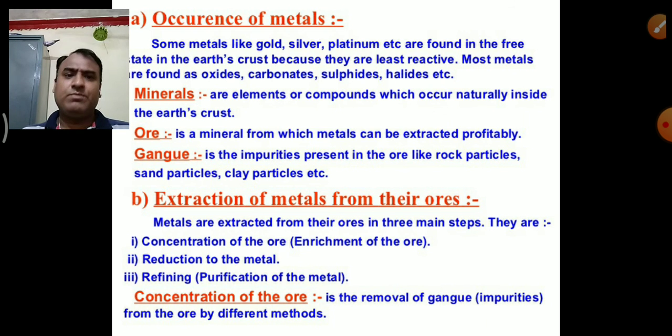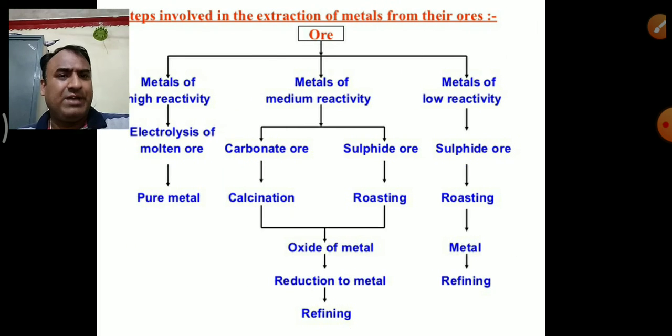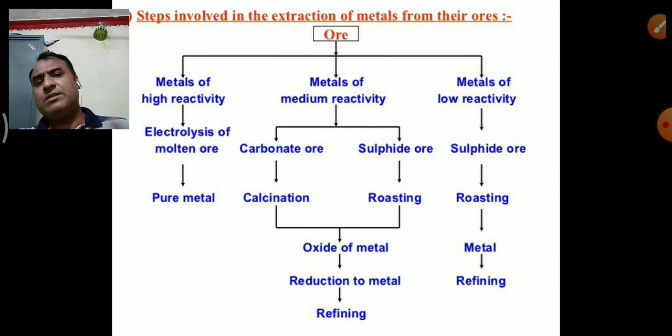Extraction of metal means we extract the metal from the ore. Ore is a substance from which we extract the metal. Gangue is the impurity along with the metals. We can divide the metals into three groups on the basis of their reactivity: the metals with high reactivity, one group; the metals with medium reactivity, second group; and the metals of low reactivity, the least reactive, the third group.